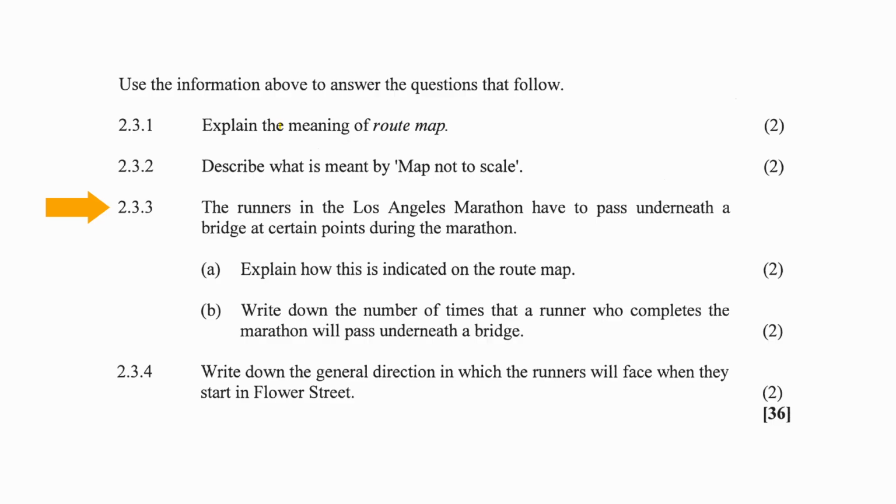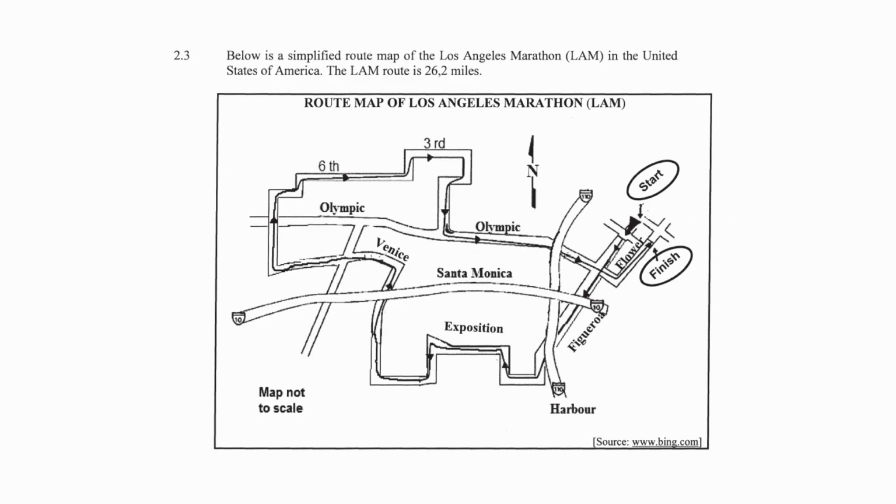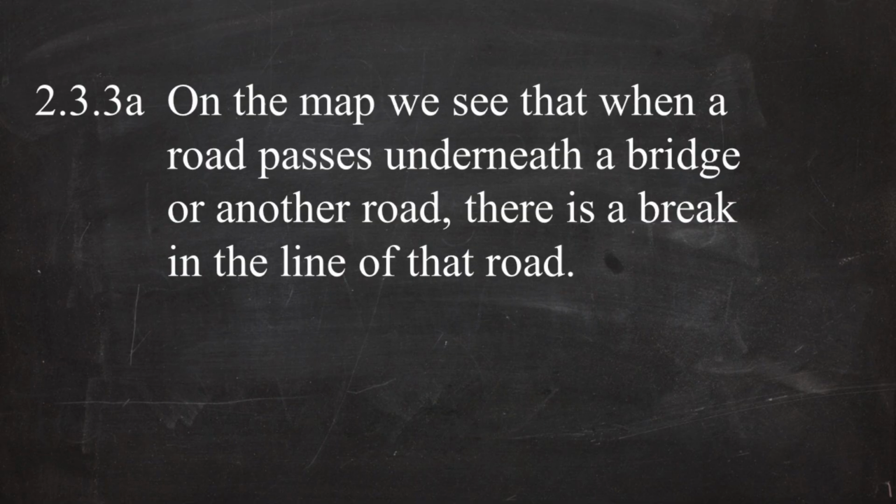In question 2.3.3, it is stated that the runners in the Los Angeles Marathon have to pass underneath a bridge at certain points during the marathon. In question 2.3.3a, you have to explain how this is indicated on the route map. On the map, we see that when a road passes underneath a bridge or another road, there is a break in the line of that road.